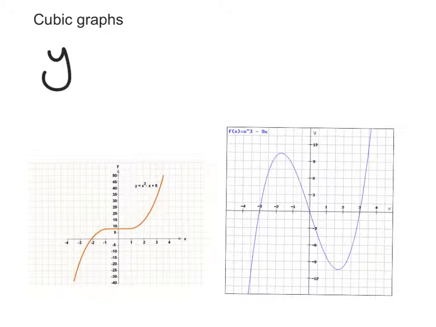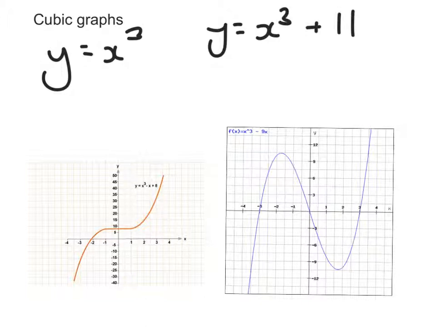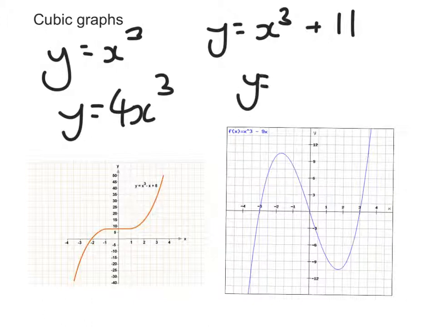So examples could be y equals x cubed, y equals x cubed plus 11, y equals 4x cubed, y equals minus x cubed plus 2. Always have an x cubed in there.